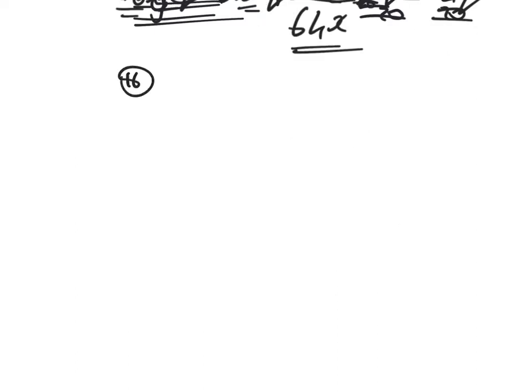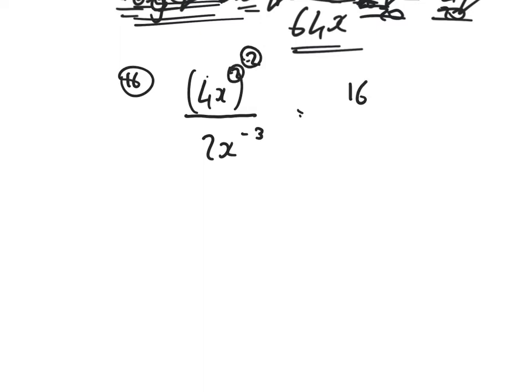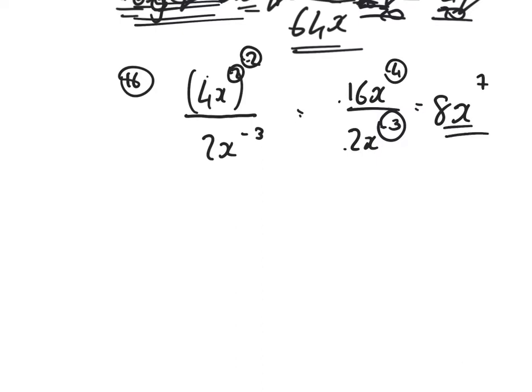Okay, example 16, let's combine some rules again. So 4x squared, all brought to the power 2, divided by 2x to the minus 3. So 4 squared is 16, multiply the powers, 2 times 2 is 4, so that's 16x to the 4, divided by 2x to the minus 3. 16 divided by 2 is 8, and then 4 minus minus 3 is 4 plus 3, that's 7, 8x to the power 7.